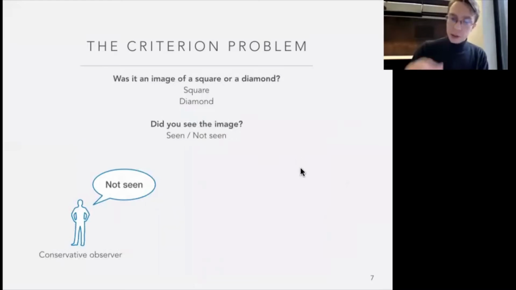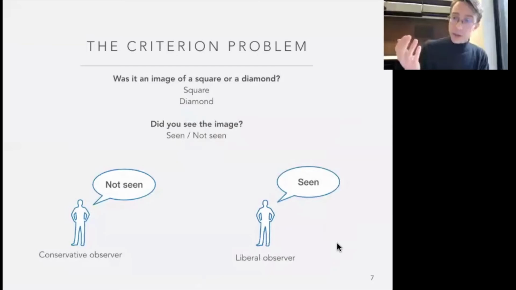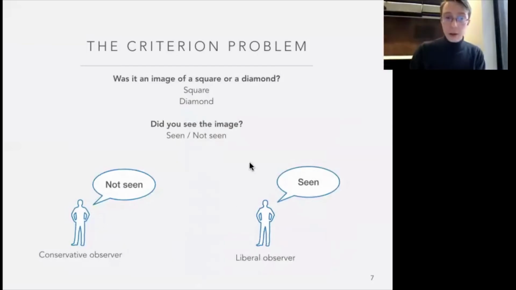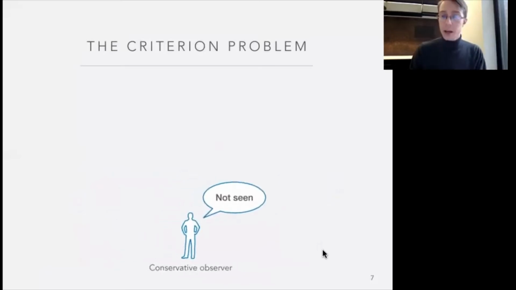We've seen that some participants will have a tendency to answer that they don't see anything. These are the conservative observers. Other participants will say that they see the stimulus almost all the time. They are the liberal observers. Now, because of the Neyman-Pearson objective that I've just described, we have reasons to believe that most people doing consciousness research experiments are like this guy. So they have a conservative bias. And conservative biases raise a huge problem called the criterion problem.